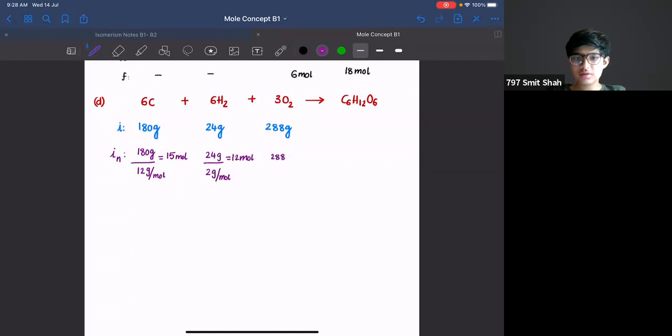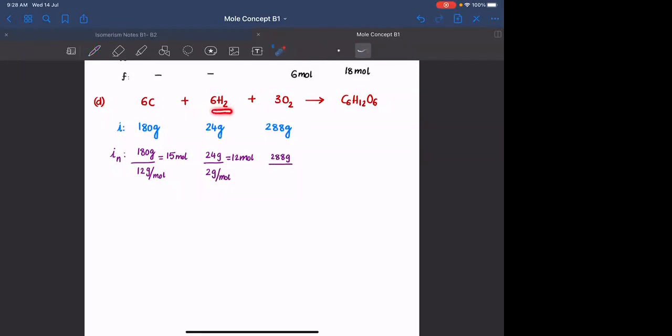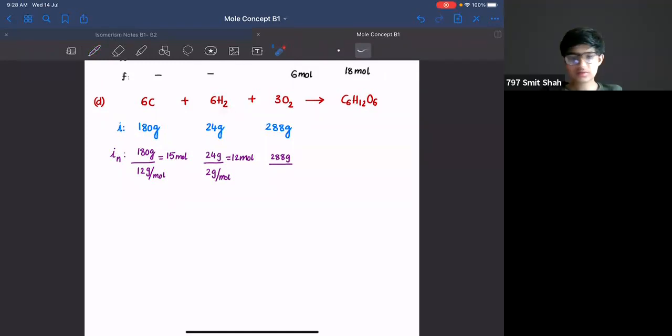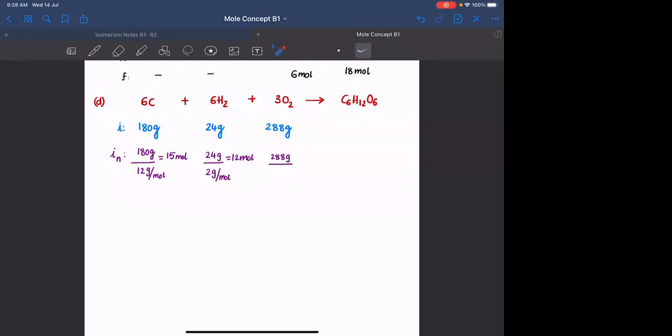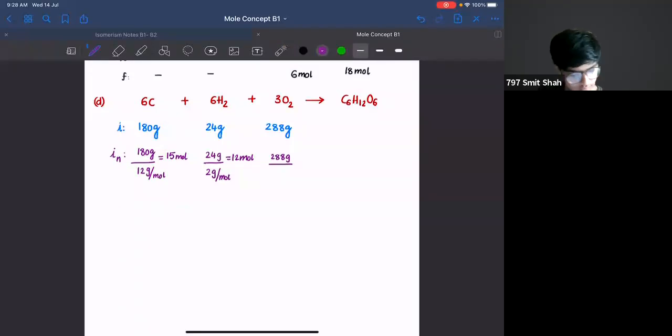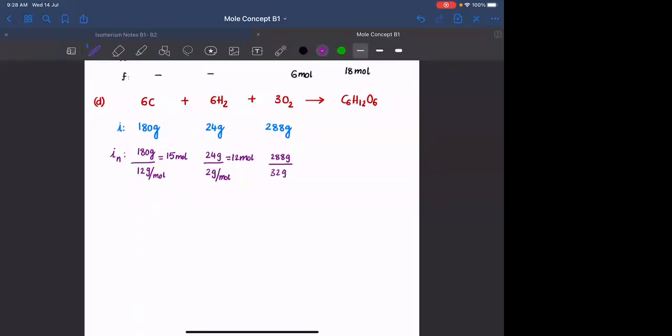Sir, if we take 1 gram per mole for only 1 H, that way? But you are reacting it with H2, right? You are not reacting with the hydrogen atom. You are reacting with the hydrogen molecule. So you need to take the molecular mass. Here you are reacting with carbon. Here you are reacting with H2 molecules. You are reacting with O2 molecules. You need to substitute the molecular weights. So this will be 32 gram per mole, which equals 9 mole.